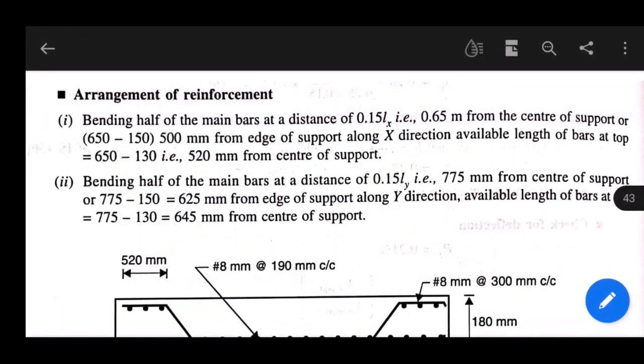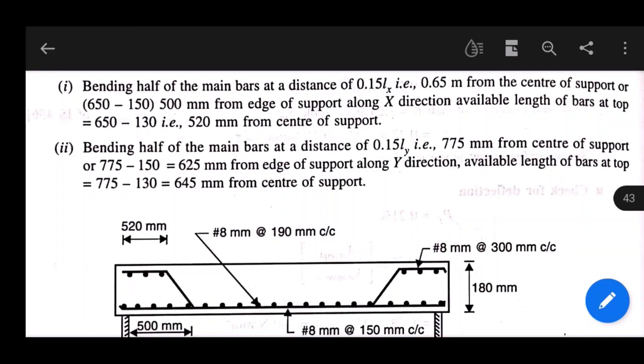Now, as per code provision, the reinforcement arrangement. First, bending half of the main bars at a distance 0.15 Lx, that is equals to 0.65 meter from the center of support, or 650 minus 150, that is 500 mm from edge of support along x direction. Available length of bars at top 650 minus 130, that is equals to 520 mm from center of support. Now next part is bending half the main bars at a distance 0.15 Ly, that is 775 mm from center of support, or 775 minus 150, that is 625 mm from edge of support along y direction. Available length of bars at top 775 minus 130, that is equals to 645 mm from center of support.